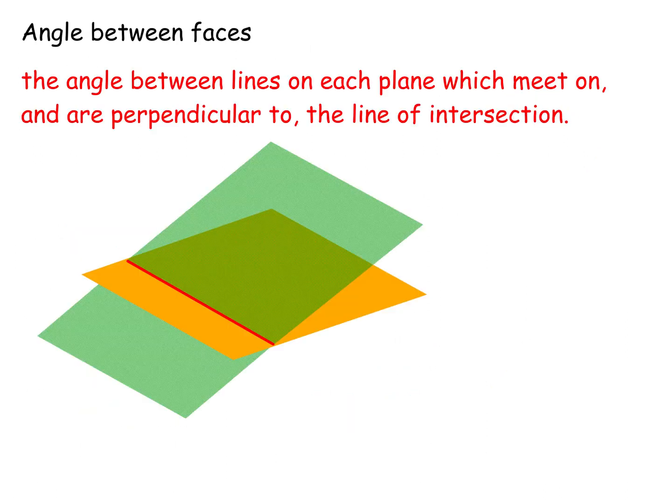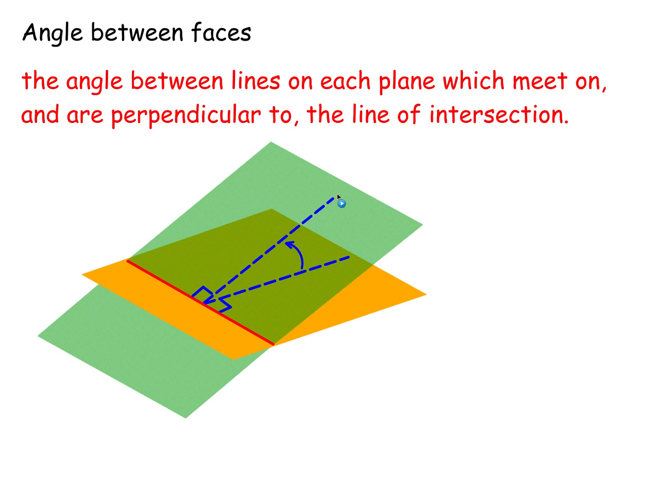The next case, the angle between 2 faces. That's like between 2 planes. If one plane intersects another, there's a line of intersection here in red. What you do is you draw a line on each plane, meeting at a point on the red line, and they have to be at right angles to that red line. So it's a wee bit difficult to draw, but here it is.